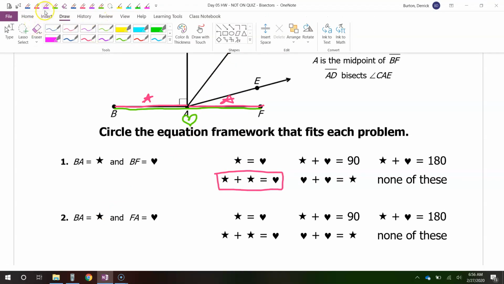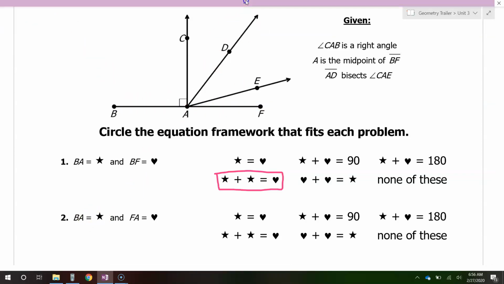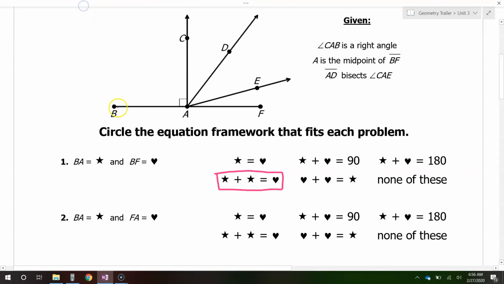Now that we have the idea, I'm going to go a little bit faster. BA is the star, so let's stick with that. Now, how about FA? FA is the heart. These should just straight up be equal to each other. So star equals heart, boom. That's all there is to it.